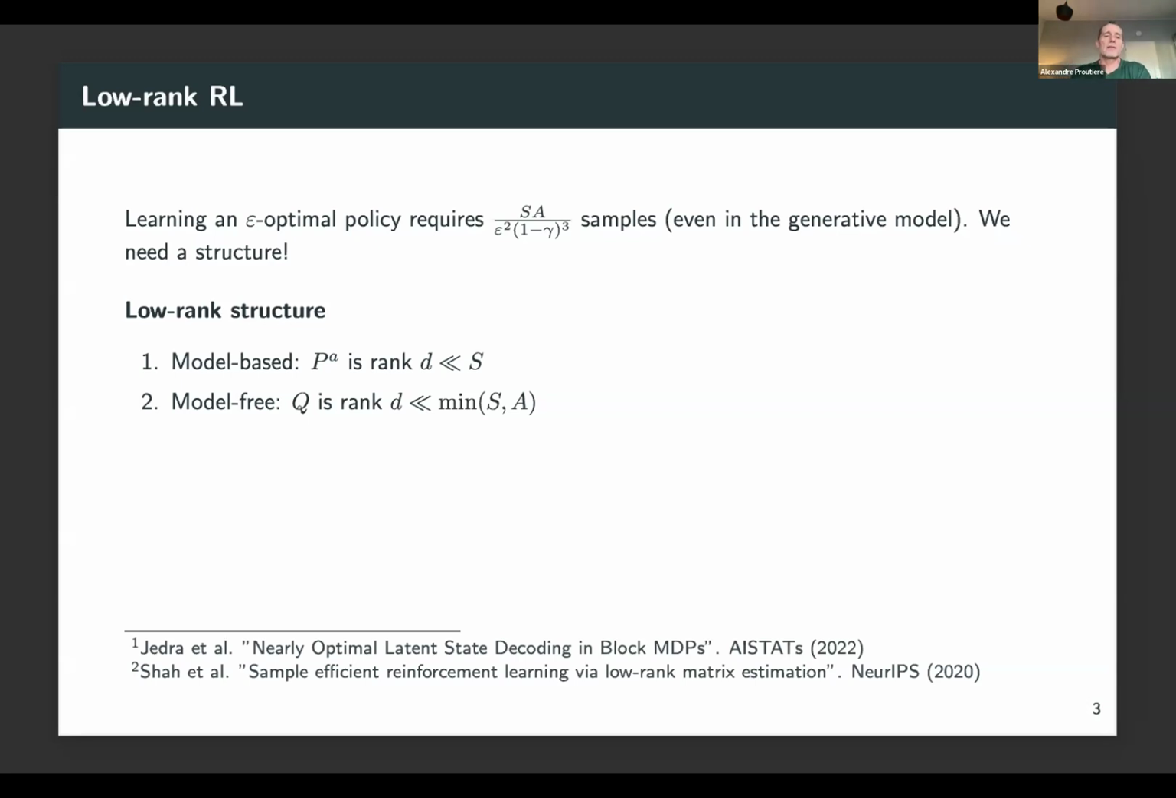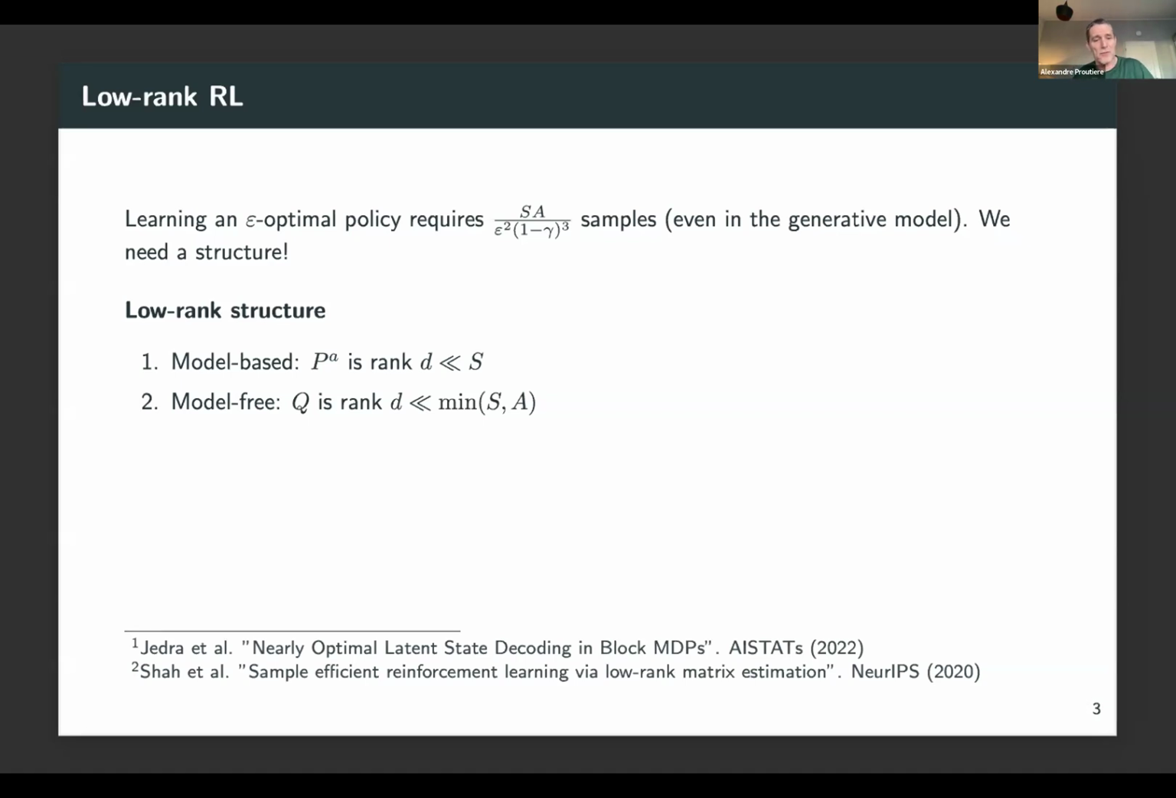And in the model-free setting, it could well be that the Q function, seen as a matrix with S lines and A columns, would be of low rank. So d would be much smaller than the minimum between S and A.